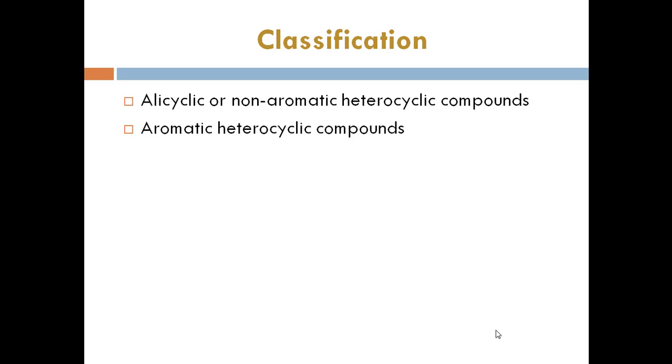Classification of heterocyclic compounds. They are divided into mainly two classes: alicyclic heterocyclic compounds and aromatic heterocyclic compounds, right? Alicyclic or non-aromatic, and aromatic. The name indicates non-aromatic, that means heterocyclic compounds which are not aromatic in nature, and aromatic heterocyclic compounds, that means heterocyclic compounds which are aromatic in nature.